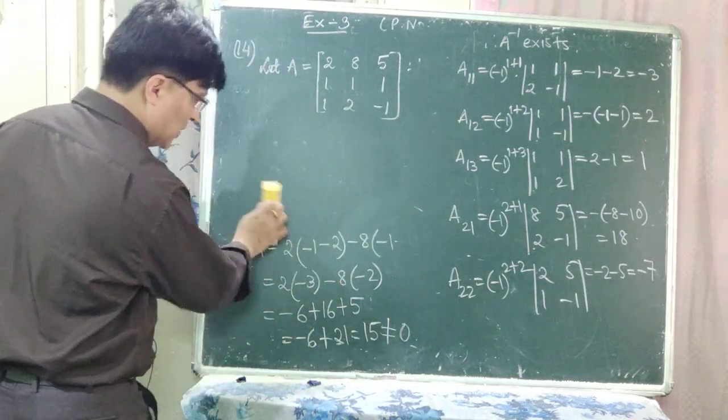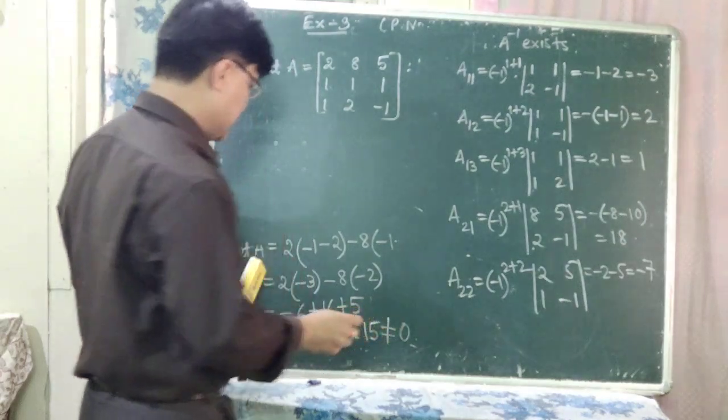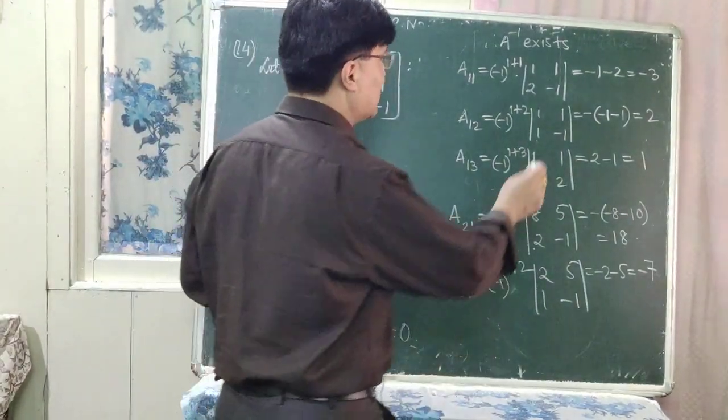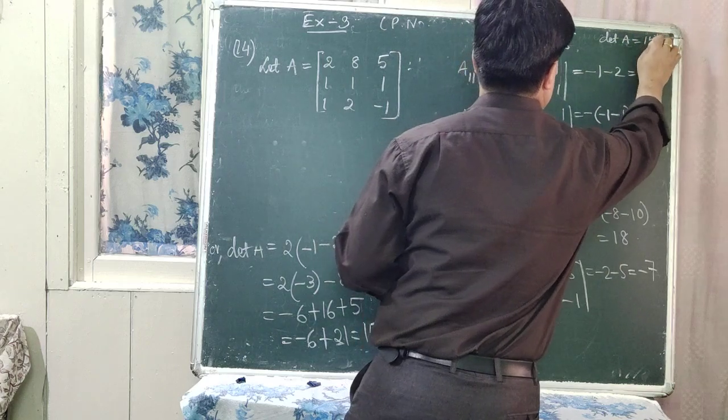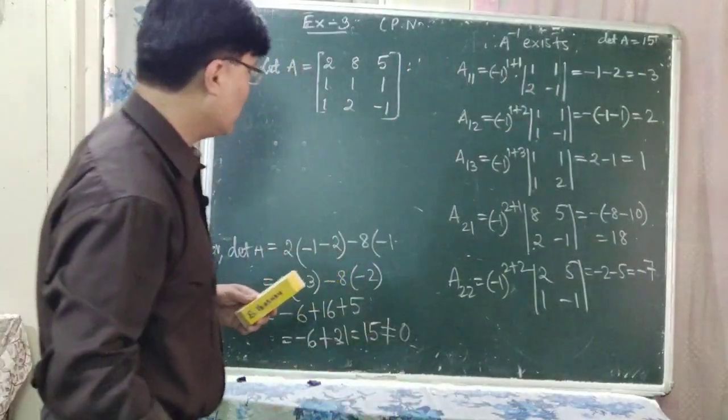Next one is, so let us write down here, what is the determinant? It is equal to 15 because we need it. So let us write it here. The determinant is equal to 15, okay.